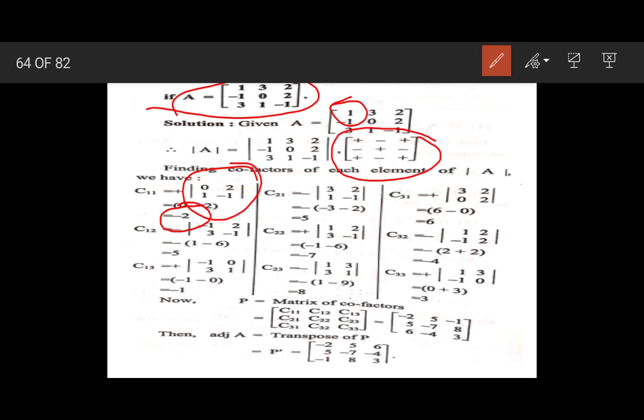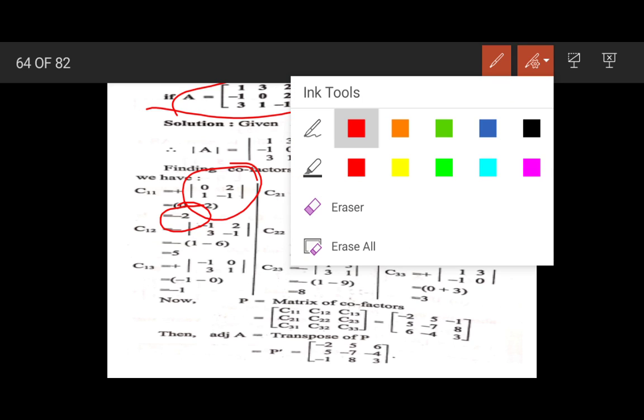Then the second element is 3. For 3, take the sign, which is minus, and delete the position of 3. Position of 3 is first row, second column. So delete first row, second column. After deleting, we get the numbers 3, 2, 1, minus 1. Then find the determinant of 3, 2, 1, minus 1, which is 5. So similarly, you have to find the cofactors of each element.